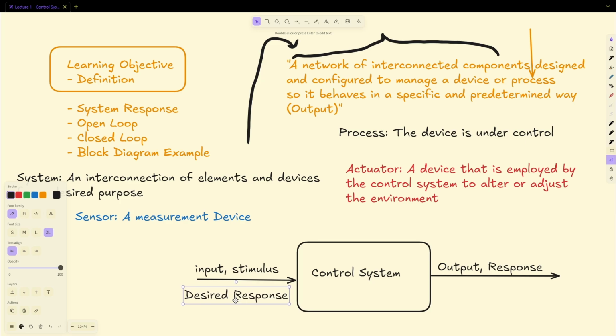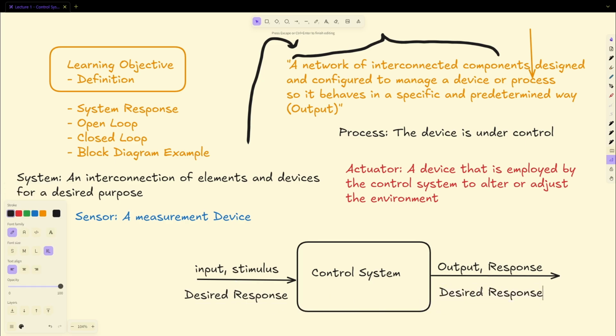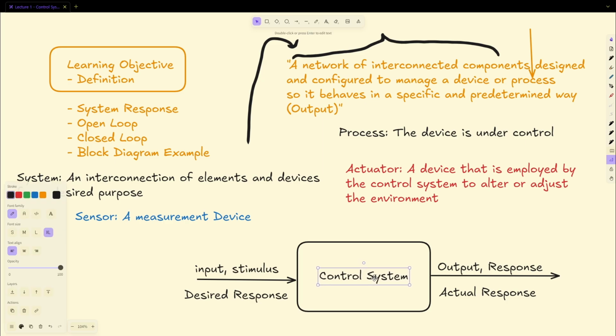There we go. And the other one is known as, or the output rather, is known as the actual response. Okay, so now we have described a control system for you. Let's now talk about the system response and why it's important for us to understand what's going on here. So let's take an example down below.